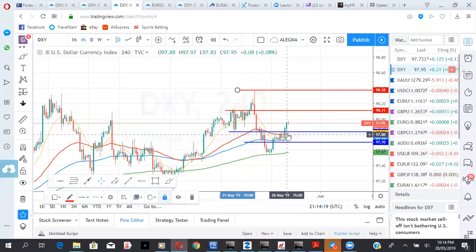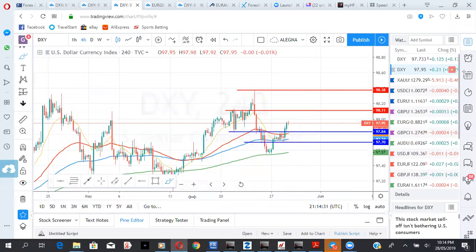So there is a potential that it may dip a bit. So we may see something like this. Given the close of today, we may see something like this, a pullback here and a move higher. That's what we might see on the dollar index.